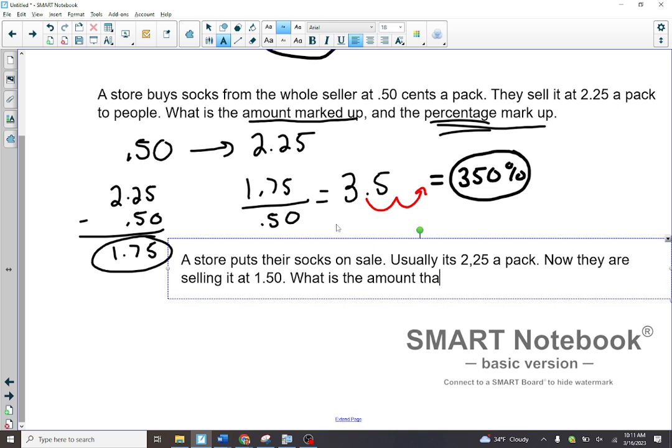What is the amount marked down, AKA how much you're saving, and the percent marked down?